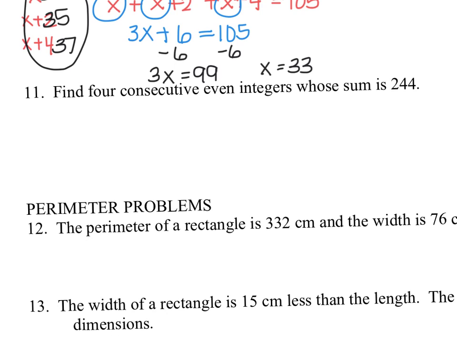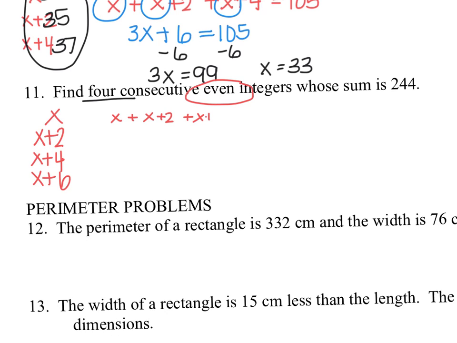Similar thing in number 11, but we want 4 numbers. Our first number is x. We want them to be even, so just like the odd problems, it's every other. If our first number is x, we want x plus 2, x plus 4, and x plus 6. Every other number will be even. Add them all up. x plus x plus 2 plus x plus 4 plus x plus 6 is going to be 244.